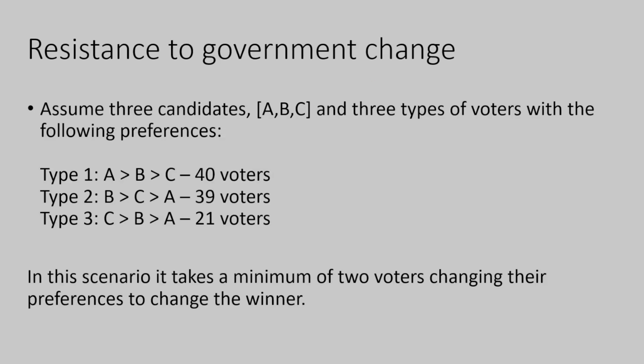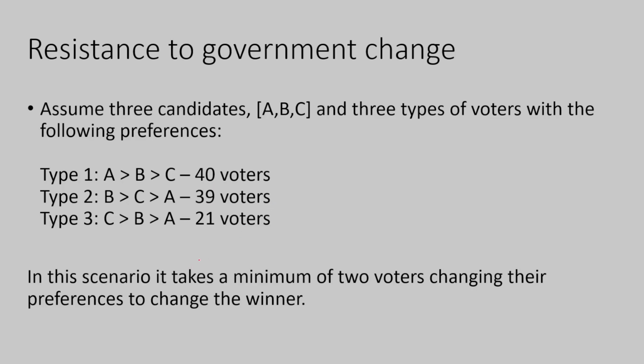Resistance to government change. This is slightly more complicated, but we go into it anyways. Resistance to government change is how difficult it is for a majority of voters to change who forms the executive. Or, in more simple terms, when you're talking about a constituency race like first past the post, how hard is it to change the winner of the race? So again, assume candidates A, B, and C, and 3 types of voters, type 1, type 2, type 3. A is going to win the race 40 to 39.